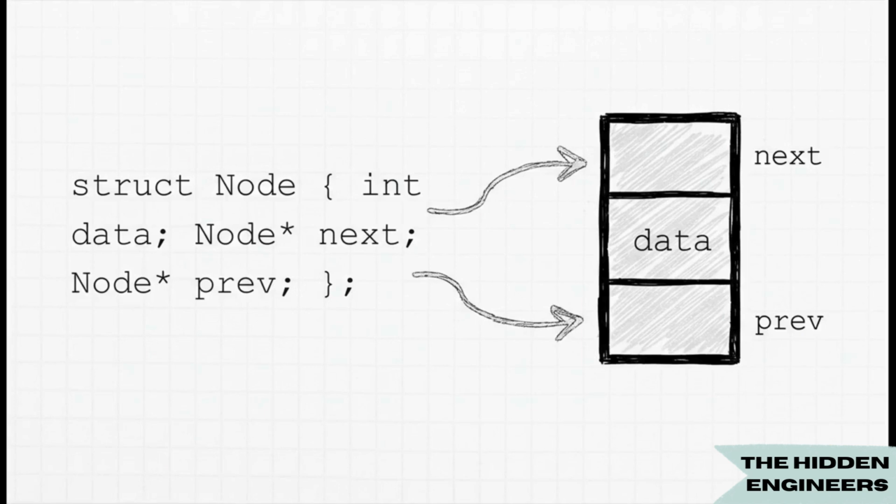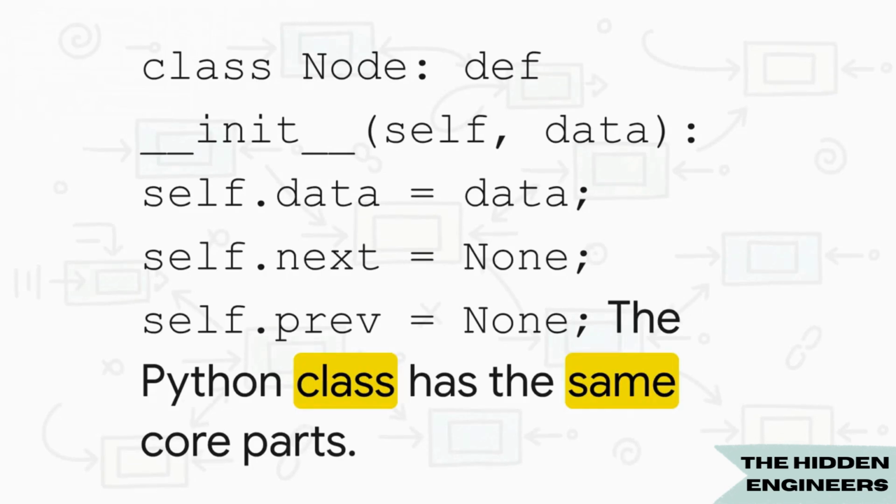So here in C++, we define a struct called node. And look what's inside. It's exactly what we've been talking about this whole time. You've got your data, and then you've got two pointers, one for next and one for prev. It's a perfect one-to-one translation of our drawing. And now let's hop over to Python. It's a class instead of a struct, but the guts are exactly the same. When we create a new node, it's got a spot for data, an attribute for next, and an attribute for prev. See? The blueprint is totally universal.